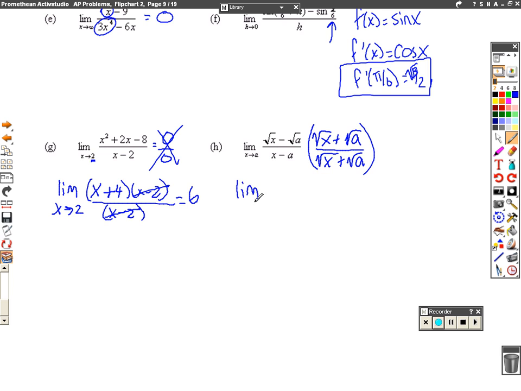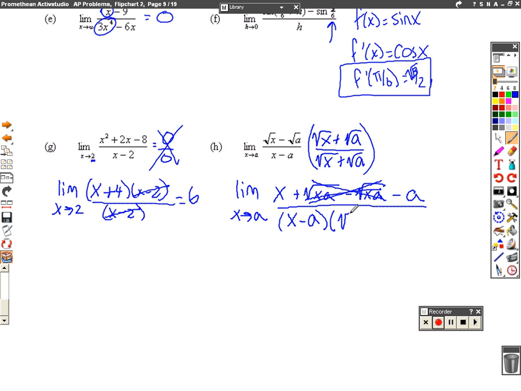Okay, so we're now doing the limit as x approaches a of, let's multiply this out. Root x times root x is x. Root x times root a is root xa, or ax. Negative root a times root x is negative root xa. Negative root a times root a is minus a. This term in the middle cancels. The bottom, I'm not even going to FOIL it out. Right now it's x minus a times root x plus root a.